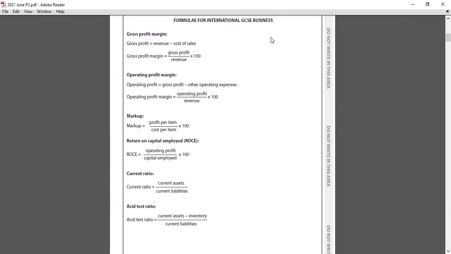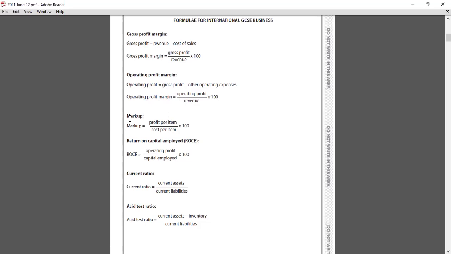So in today's lesson, we are going to cover these things: gross profit margin. How to calculate the gross profit: gross profit is revenue minus cost of sales, and gross profit margin equals gross profit over revenue times 100. And operating profit margin. How to calculate the operating profit? Operating profit equals gross profit minus other operating expenses. So operating profit margin equals operating profit over revenue times 100.